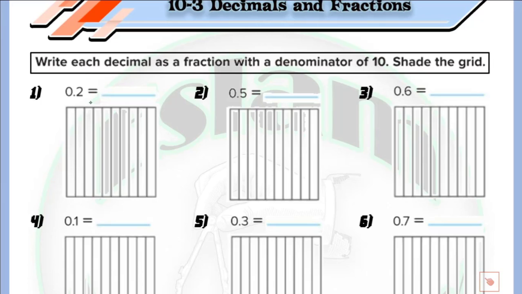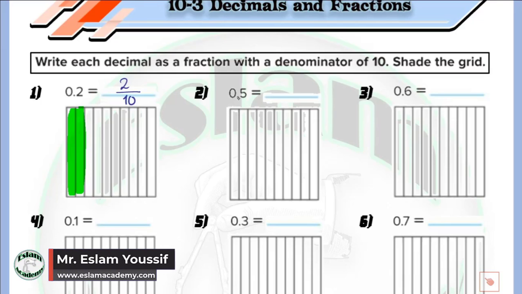So we have here 0.2. As we said before, to represent it as a fraction, just write the number at the right of the decimal as the numerator without any change. Now we have one digit at the right of the decimal. Because we have one digit at the right of the decimal, it means the denominator will be equal to 10. So it will be 2 over 10. To shade the model, we need to shade 2 parts out of 10.